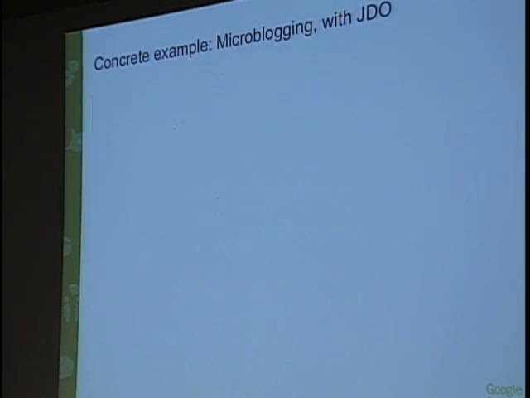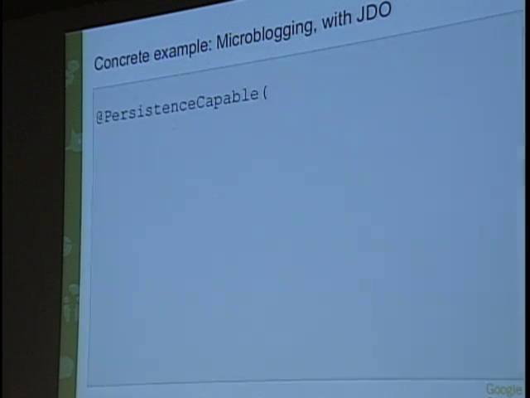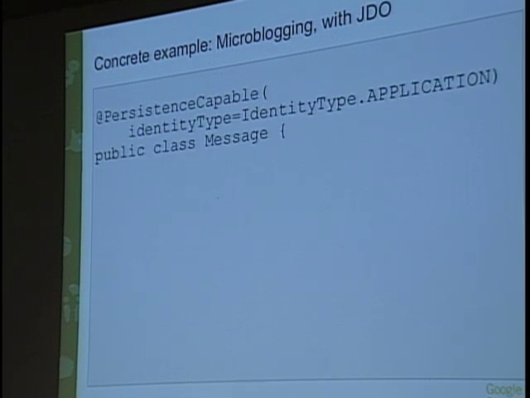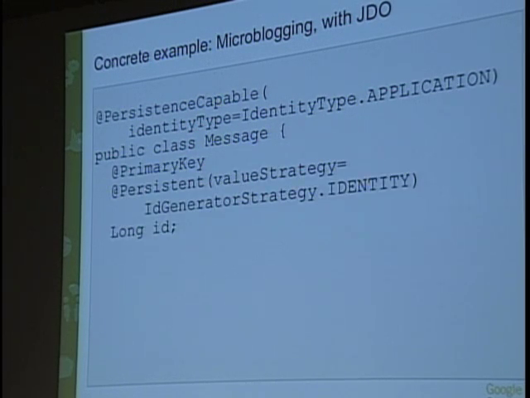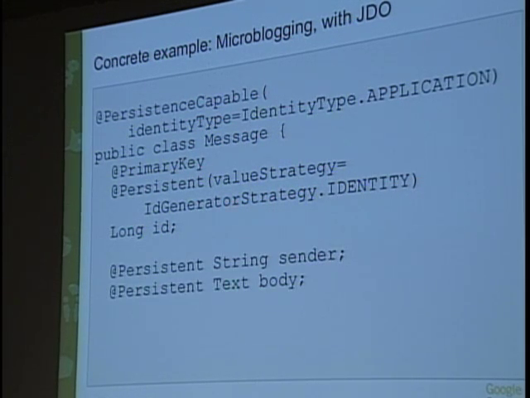I would also like to show you the example with Java using JDO. JDO is a persistence standard. JPA is another one. In this case, I will show you JDO. We create a public class called Message. We create a primary key, and we use an identity strategy. This is a long, it's just a number. We take a text property for the sender, a text property for the body.